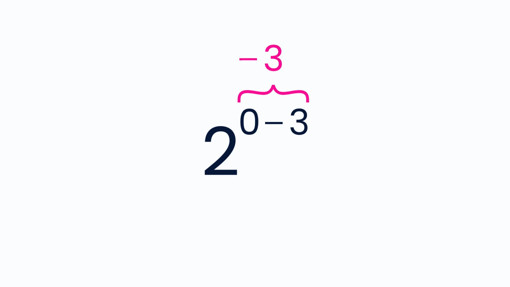Let's look at the expression 2 to the power of minus 3. You can write this as 2 to the power of 0 minus 3, because 0 minus 3 is equal to minus 3. Now you have a power with a subtraction expression as an exponent.